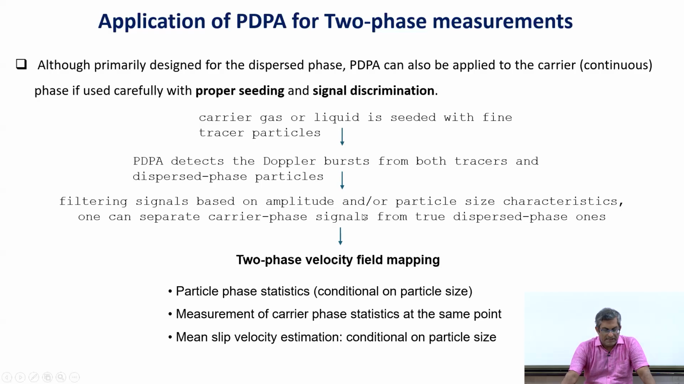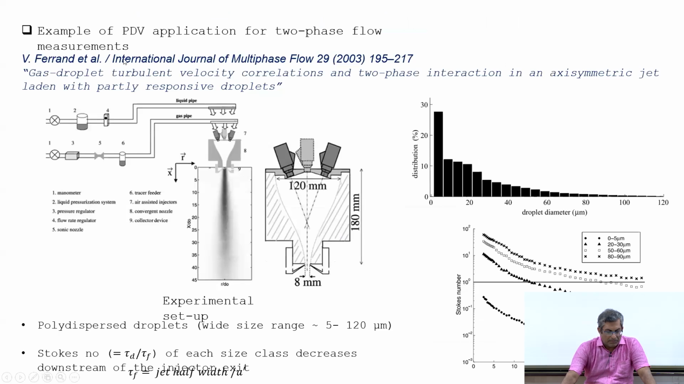So we will see this through an example. Here I am showing these results from this paper by Ferrand et al. Here they have considered a jet, an air jet loaded with fine droplets. As you can see, this is the experimental setup. This is the nozzle. There are 3 injectors, you can say, which are placed here, and the atomization is achieved here, and the air carrying small droplets comes out of this injector.